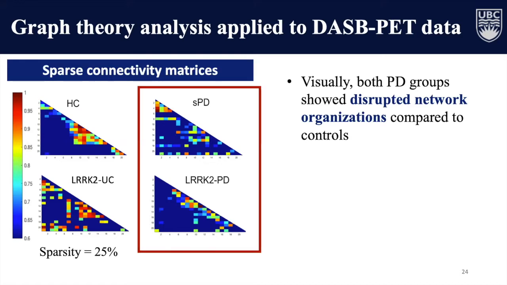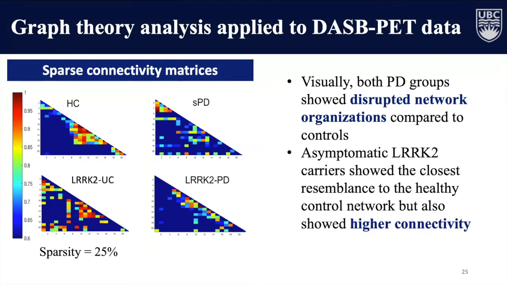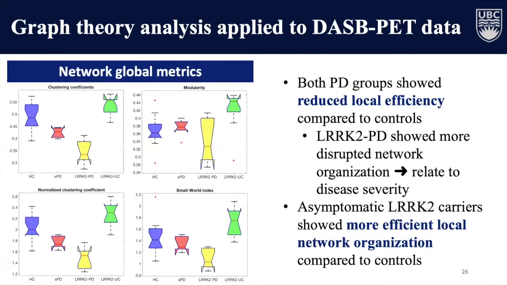Just visually, both PD groups seem to have disrupted network organization compared to healthy controls. And the asymptomatic LRRK2 mutation carriers showed the closest resemblance to the healthy control connectivity matrix. However, they also show some higher connectivity in some brain regions. So we calculated some common graph theory metrics for these 4 subject groups.